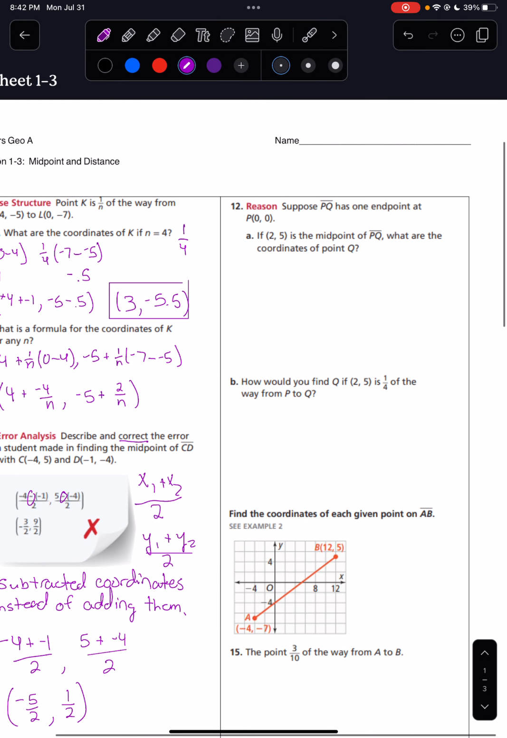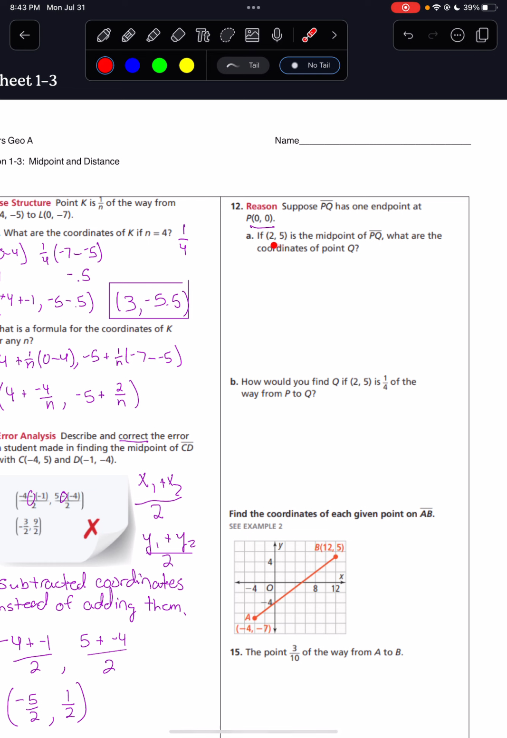Number 12, suppose PQ has one endpoint at P is 0, 0. That's really nice because that's the origin. If 2, 5 is the midpoint of PQ, what are the coordinates of point Q? So if we start at P, which is 0, 0, and then 2, 5 is the midpoint, then all we really have to do is take the distance from 0, 0 to 2, 5 and double it.